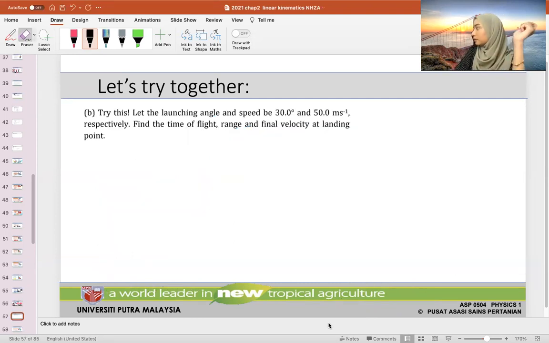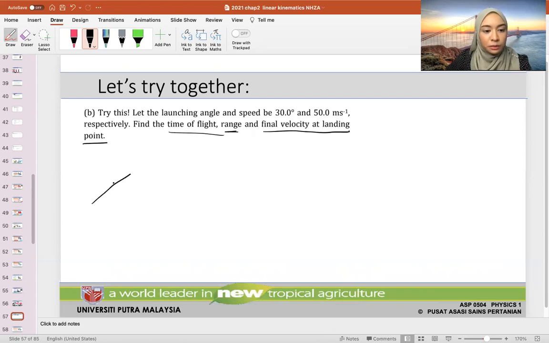Okay, next one. Try this. Let's let the launching angle sama macam tadi. Find the time of flight, range, final velocity at landing point. So we started with this guy. So 50, and then this was 30, right? And then we found out what was H over here. And we know that Vy equals to 0 at this point. And then now it's asking you, find the time of flight.